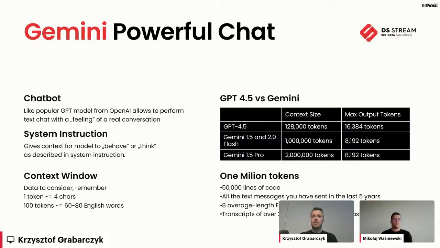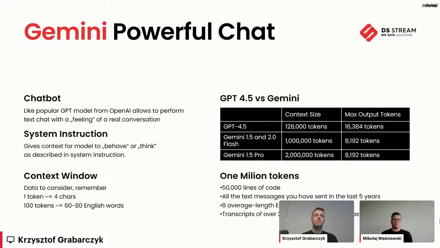Another interesting thing is, maybe not a feature, it's a parameter: the context window. Context window is the amount of data you can put into your model to analyze and process. When you think of a context window, it is counted in tokens. To change it into something you or I can understand easily, around 100 tokens is 60 to 80 English words.